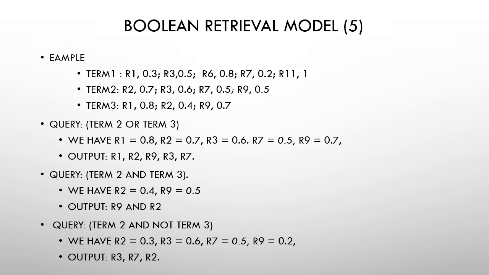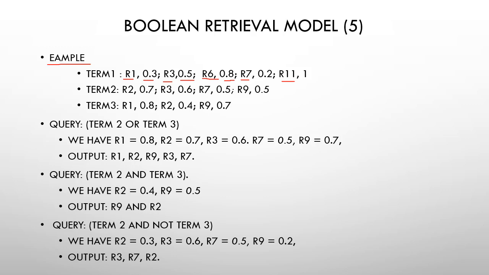Okay, this is not an example. Well, it should be an example. We have term 1 and it appears on document number 1, document number 3, document number 6, document number 7, and document number 11. The weight for term 1 is 0.3 in document number 1, 0.5 in document number 3, 0.8 in document number 6, and so on.